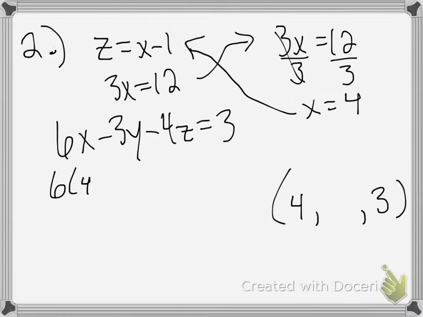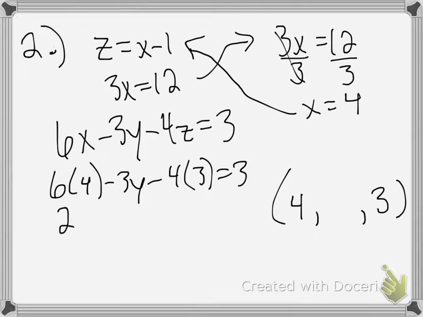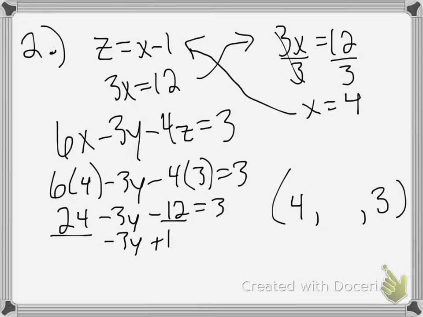6 times 4 minus 3y minus 4 times 3 equals 3. 6 times 4 is 24. Negative 4 times 3 is negative 12. Combining my like terms, I get negative 3y plus 12 equals 3. Subtracting 12 from both sides, I'm going to move my ordered triple up.